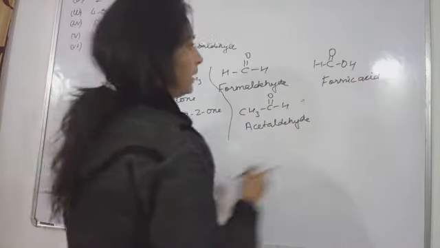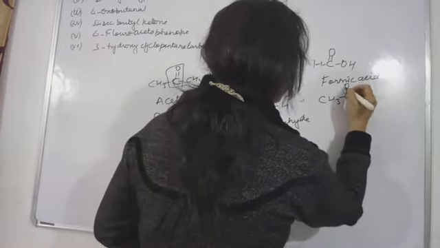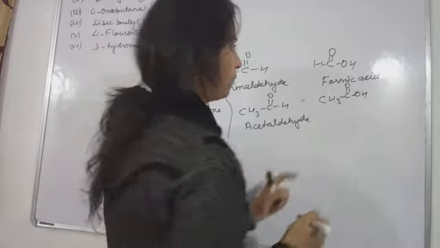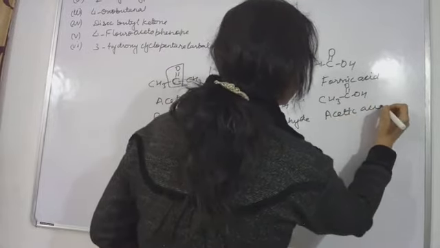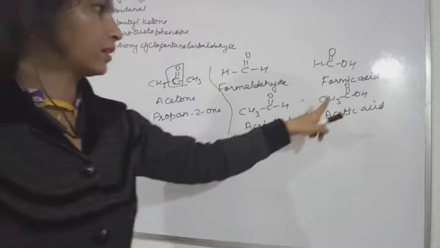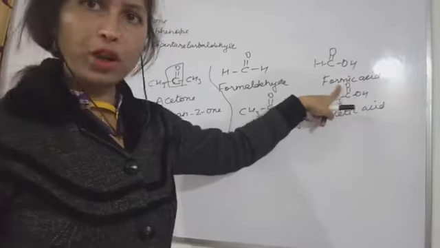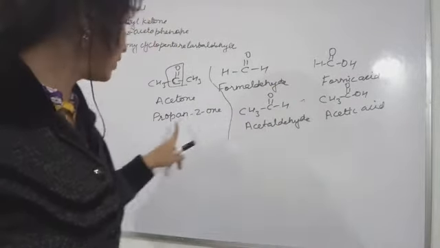And if we write CH3 C double bond O OH, and you are asked to write the name of this compound, that will be acetic acid. So this is CH3COOH, acetic acid, this is formic acid, and here formaldehyde, acetaldehyde. These are the common names.